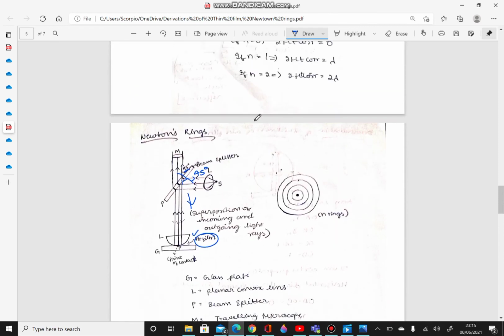So in this way, in both these experiments of thin film and Newton ring, by using the formulas we obtained, we can find all the various parameters and unknowns in this experiment.